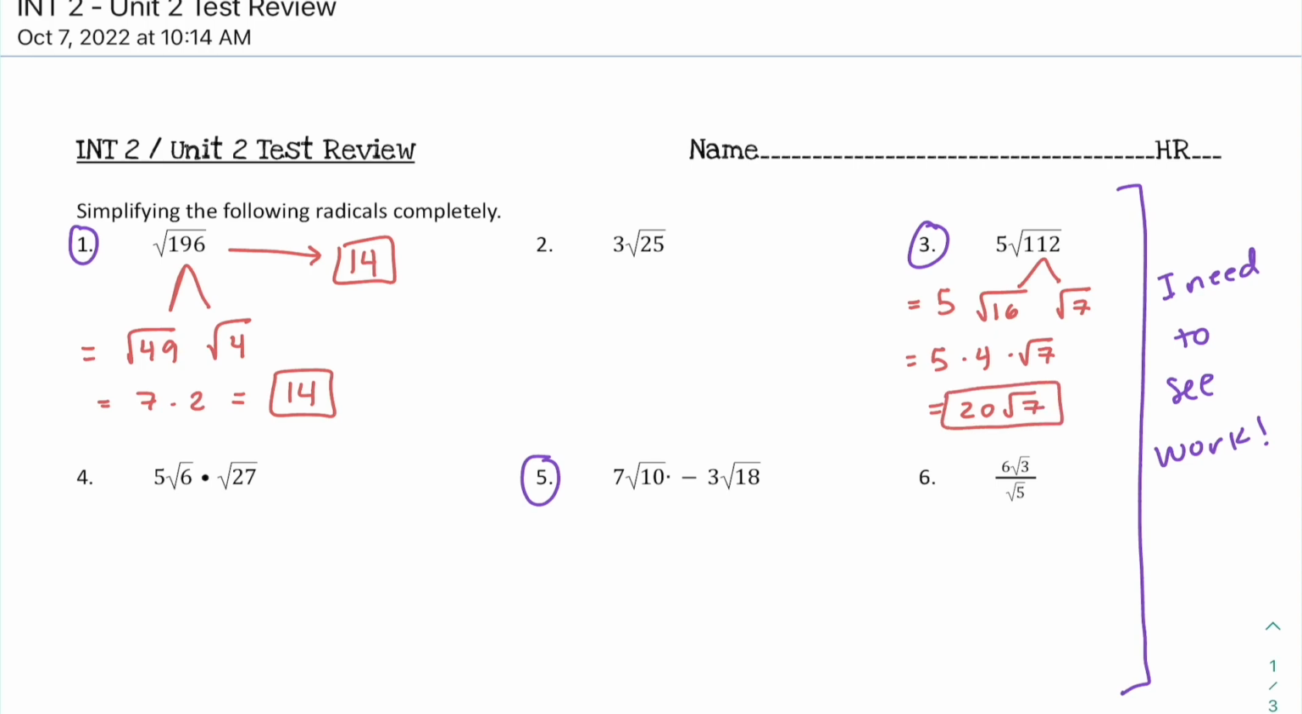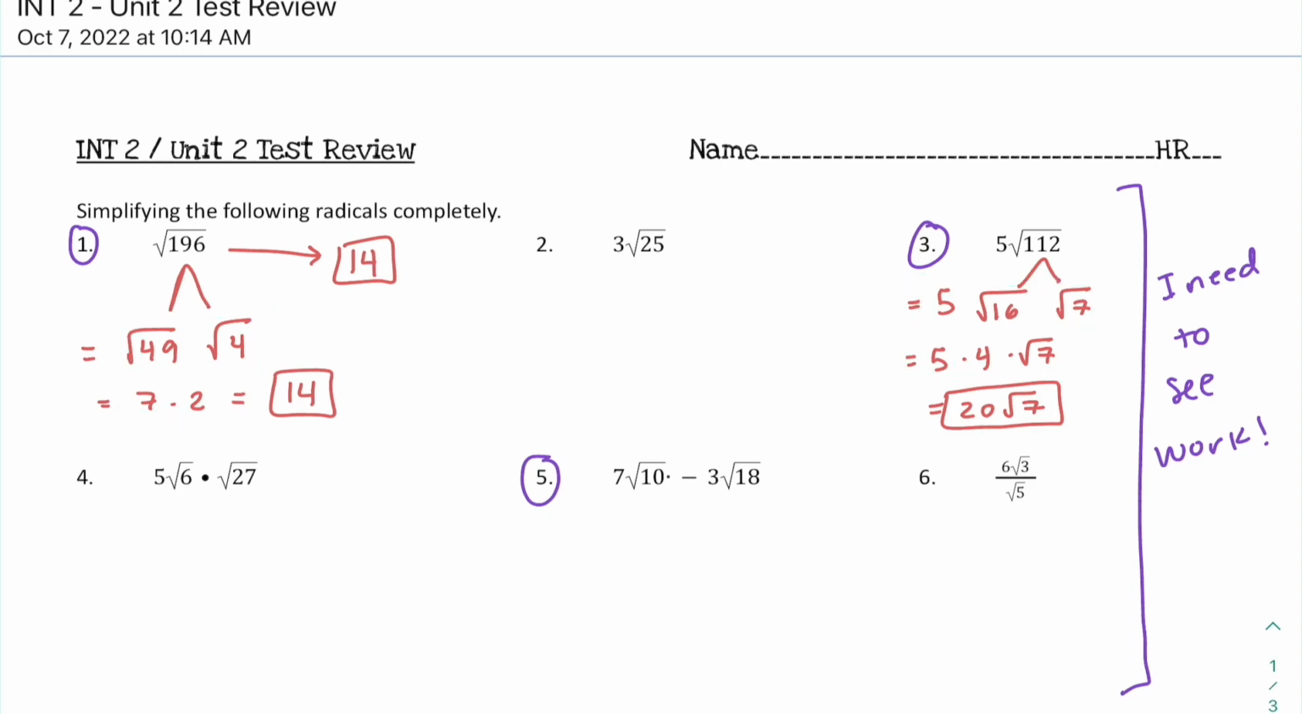All of these can also be checked in your calculator. So on number 1, you can put in the square root of 196. It will tell you the answer. On number 3, you can put in 5 times the square root of 112 in your calculator, and it will give you that answer as well. Most of what I am checking for is the work. Okay, so do not go straight to that answer, because if you do, I will give you probably 0 points, to be completely honest.